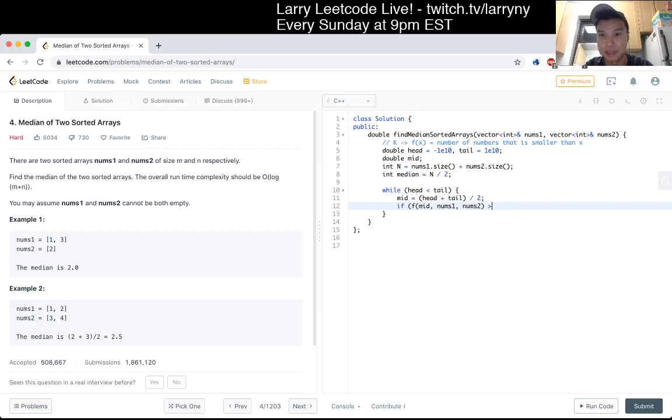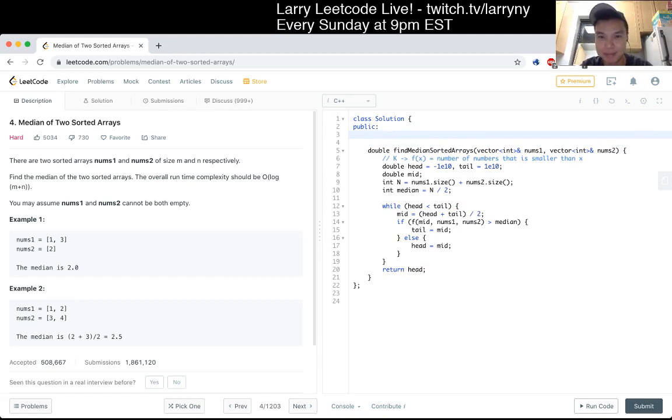Okay, so this number is bigger than our target number, which is the median. Then that means you're on the right side. You want it to be smaller, so you want to move the tail. Okay. This is not the answer. It's just a placeholder, so I have to double check some stuff.